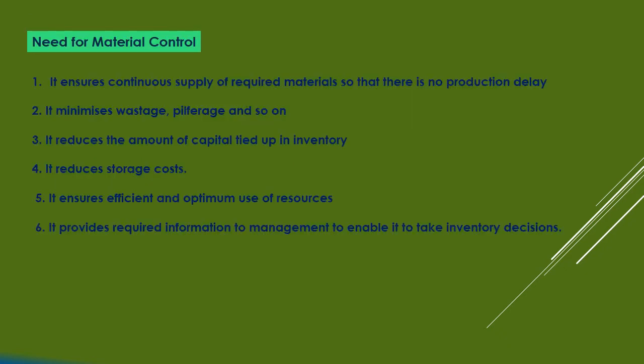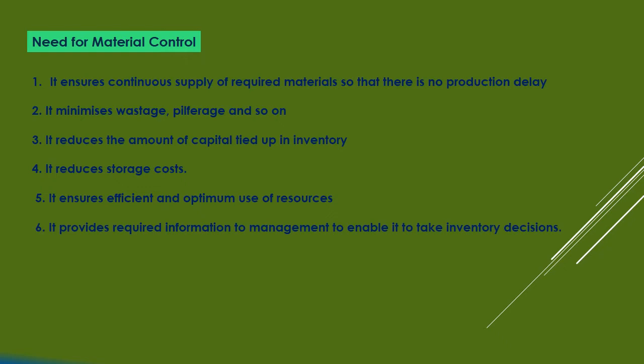Let us see the need of material control. Material control is essential to get the right material in right time, in right quantity, and from the right source at right price. So it ensures continuous supply of required materials so that there is no production delay. First and the foremost one is the continuous supply of required materials. Otherwise, the production will be affected.